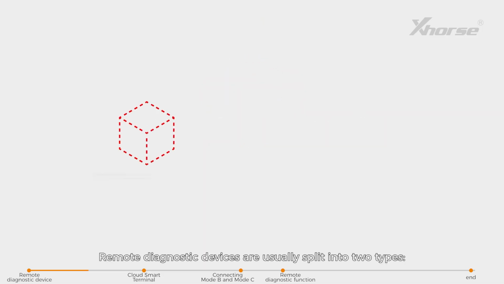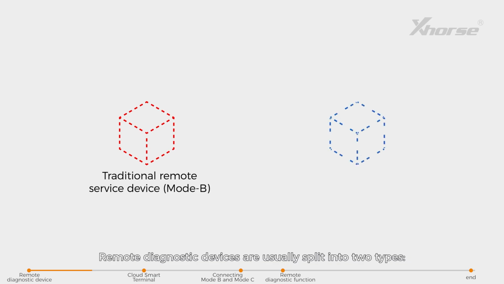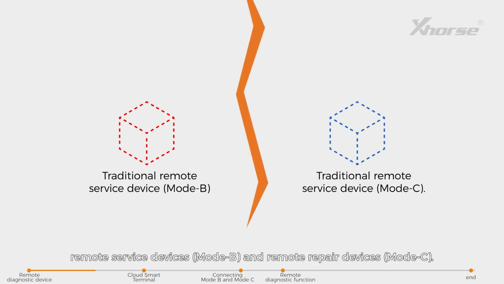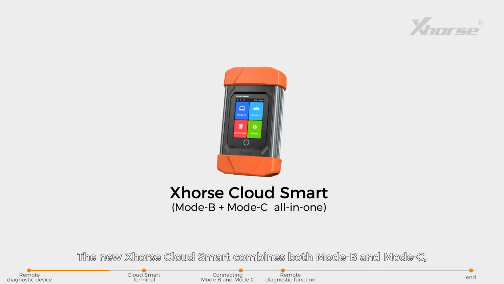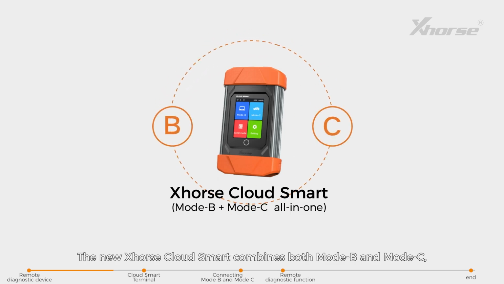Remote diagnostic devices are usually split into two types: remote service devices, Mode B, and remote repair devices, Mode C. Traditionally, users are limited to one function after purchase. The new Xhorse Cloud Smart combines both Mode B and Mode C, allowing users to switch freely between them.